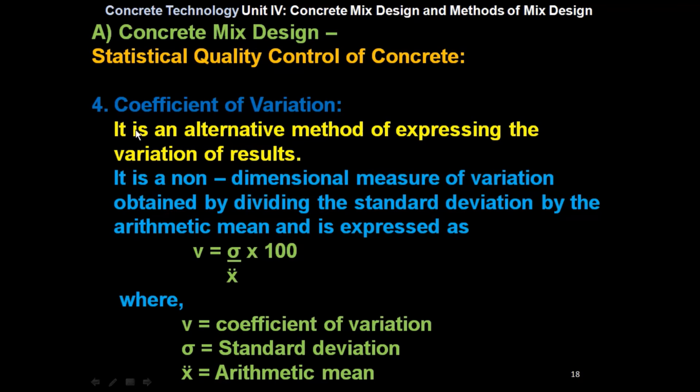Fourth, we will see the coefficient of variation. It is an alternate method of expressing the variations of result. It is a non-dimensional measure of variation obtained by dividing the standard deviation by the arithmetic mean and is expressed as V is equal to sigma upon x bar multiplied by 100, where V is equal to coefficient of variation, sigma is equal to standard deviation, and x bar is equal to arithmetic mean.